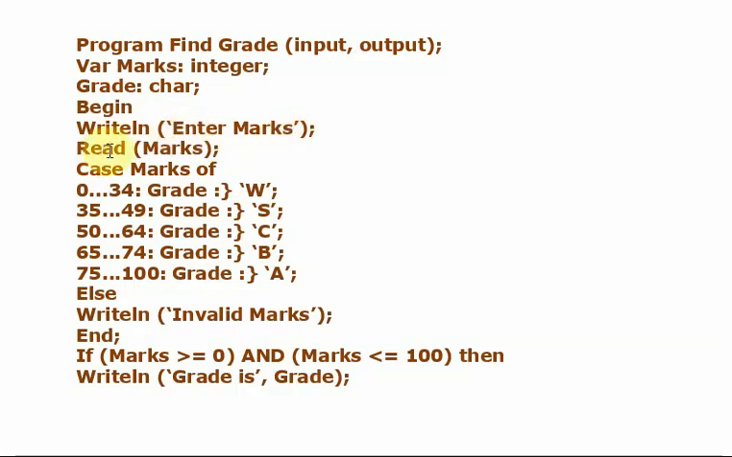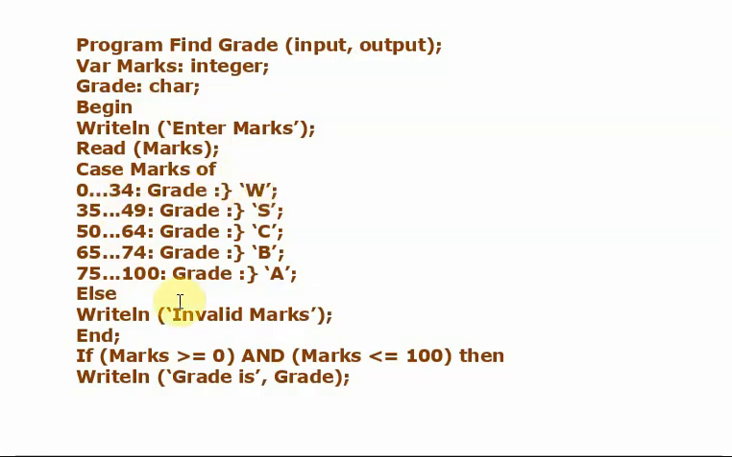Read, Pascal will read. Now enter marks, and whatever marks you put, because the next line is read, whatever number you type will be taken by this marks variable. Let's say if you type 50, the 50 will now reside inside this marks variable. We already defined the variable, no? Now it is very easy, no need to use if then. Now see 0 to 34, right? Then for grade, we need to say it is W.